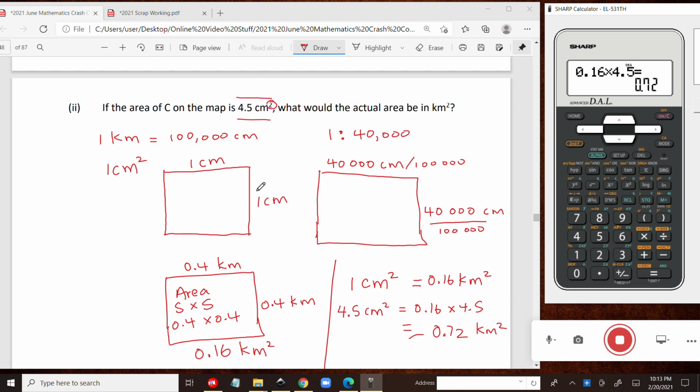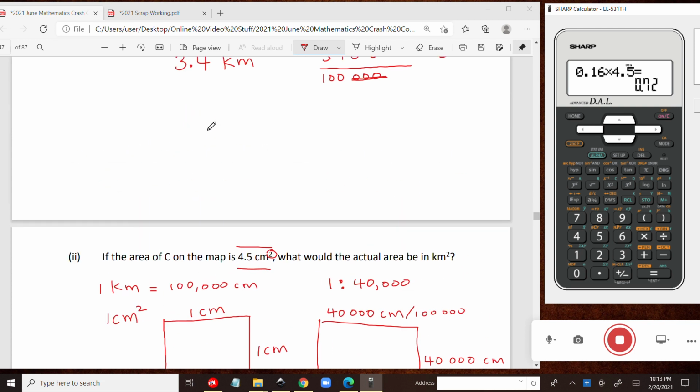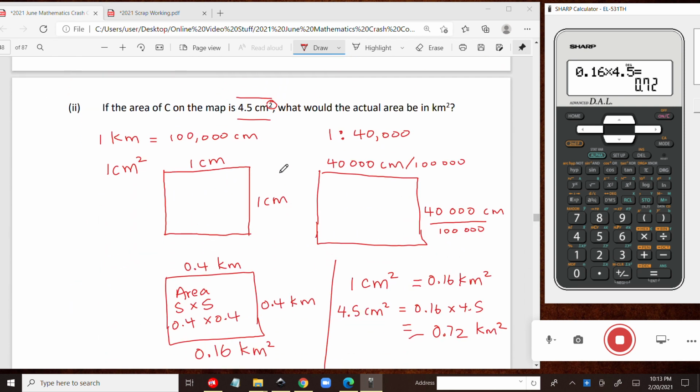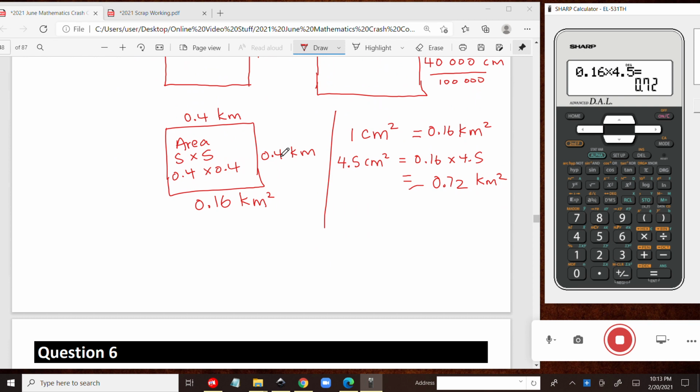So unfortunately, I don't have any videos on conversions, like centimeter squared to meter squared to kilometer squared, like the map type of questions that are very popular in CXC. Hopefully later on I will make a video dedicated to calculations involving a map with length and area and whatnot. Okay. And that's the end of part 5.